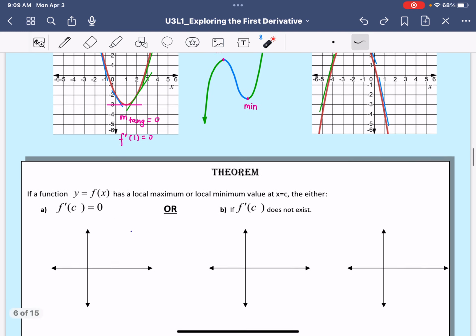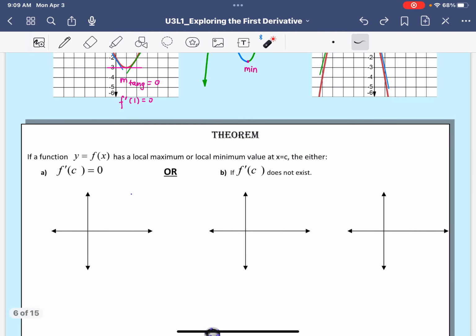Now, based on this, we build one very important theorem in calculus. So we are going to say that if a function has a local max or a local minimum at x equals c, that means that here is a local max, here is a local min, the derivative at these two points would be equal to 0. However, this is not the only case, or that's not the only way we can describe or identify the highest or the lowest points on the graph of a function.